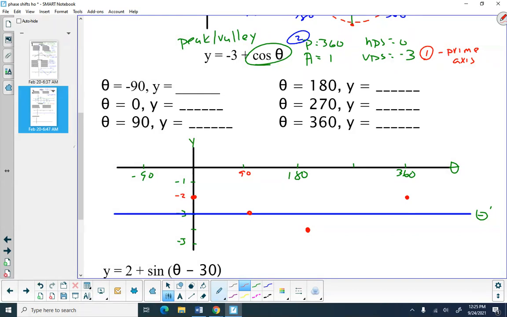And halfway between 180 and 360 is 270. We have a peak and we have a valley. We'll be on the prime axis again. So here is our y equals -3 plus cosine of theta.